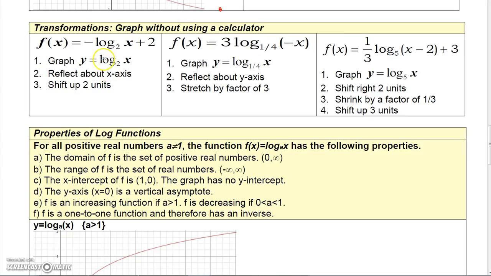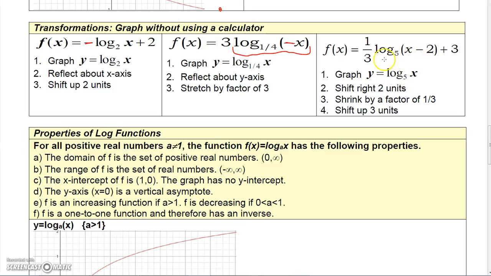Okay, so just like I told you before, if you know how to graph the log of x base 2, then you can graph this. The minus here just flips that log around the x-axis, and then the plus 2 just shifts it up 2 units. Here, if you know how to graph log of x base 1/4, you can graph this. When you replace x with negative x, it just flips it around the y-axis, and then the 3 stretches it by a factor of 3.